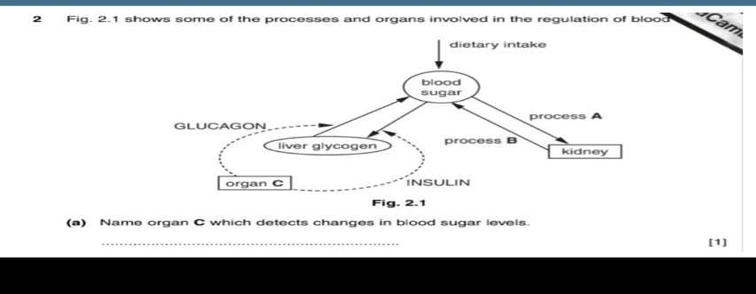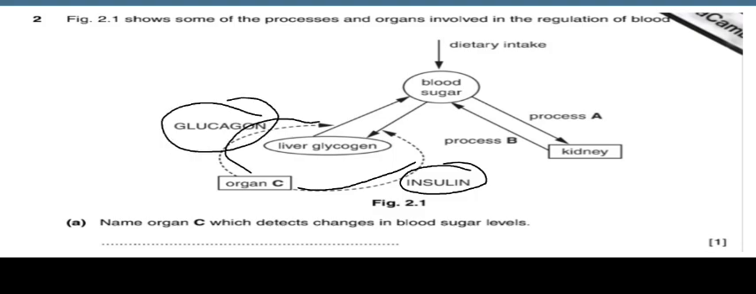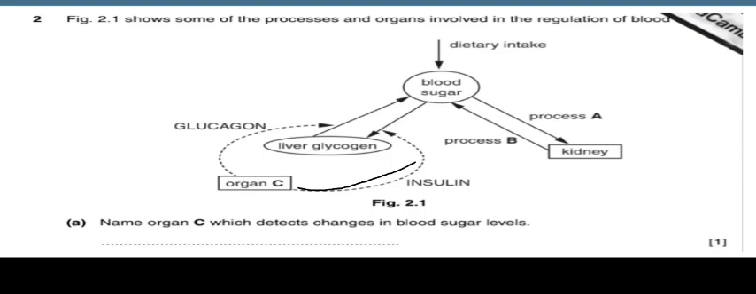Now, which organ is going to detect if the glucose is high or low? As you can see here, we have organ C. The work of this organ C, we have these arrows. This one is called insulin, and for this arrow here, we have glucagon. So which organ is capable of releasing glucagon and insulin? Of course, it is the pancreas. So the answer here is just going to be pancreas. Let's see the next question.